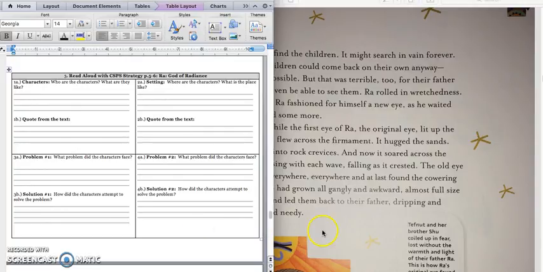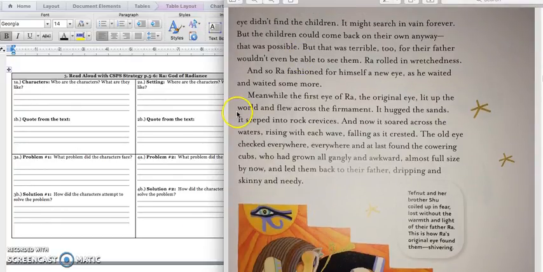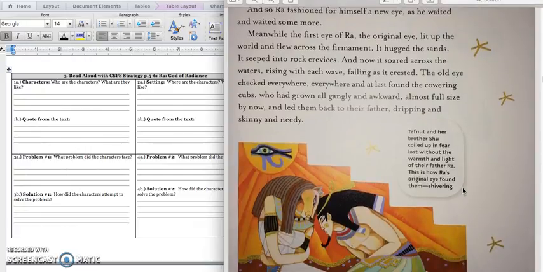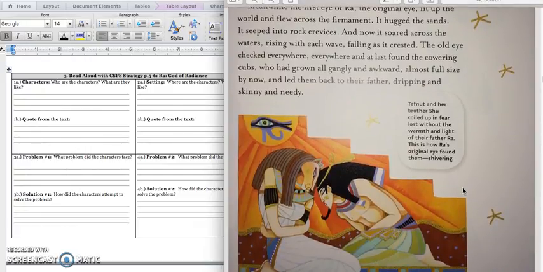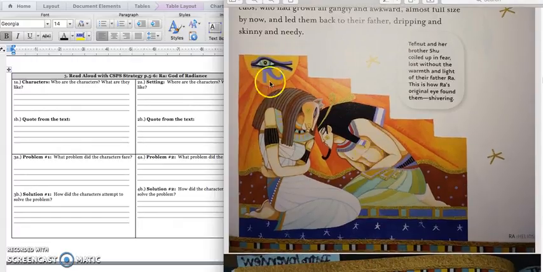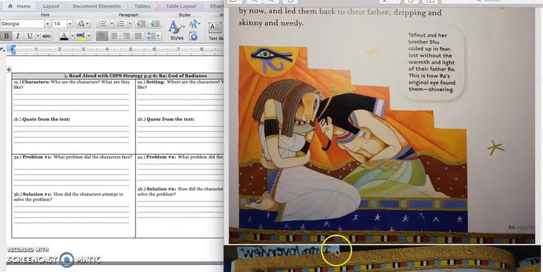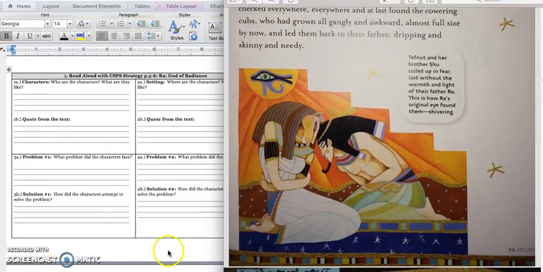All right, and let's go ahead and read this last paragraph. It says, meanwhile, the first Ra of I, the original I, lit up the world and flew across the firmament. It hugged the sands, it seeped into the rock crevices, and now it soared across the waters, rising with each wave, falling as it crested. The old I checked everywhere, and at last found the cowering cubs that had grown all gangly and awkward, almost full size by now, and led them back to their father, dripping and skinny and needy. And so the old I was able to find Shu and Tefnut and bring them back to Ra.